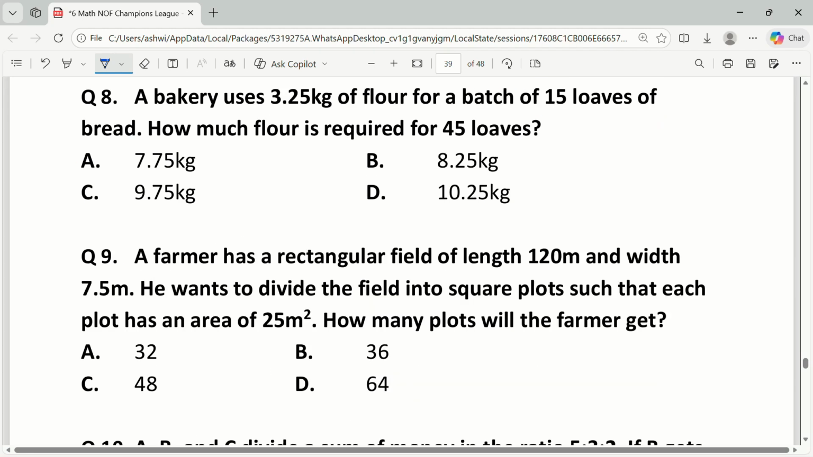Question 8. A bakery uses 3.5 kg of flour for a batch of 15 loaves of bread. How much flour is required for 45 loaves? The new number of loaves is 45, which is 3 times the original number of loaves, 15. So 3 batches are needed.